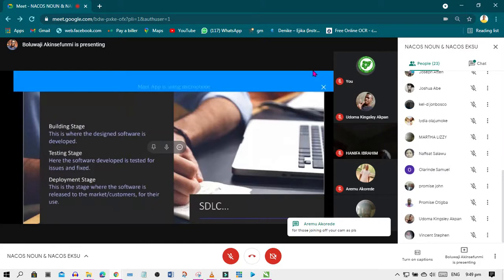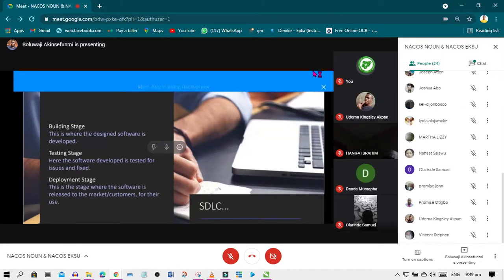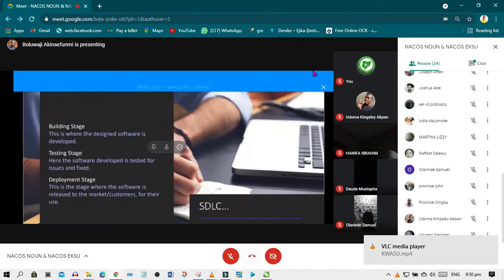Now, going over to deployment stage. The deployment stage is the stage where the software is released to the market or customers for their use. Developing your application, it is actually for a particular group of users or for a particular market. So after the software has been developed and it has passed through all the 5 stages listed above, from the planning to problem definition to designing to building and through testing, the last stage is the deployment stage.